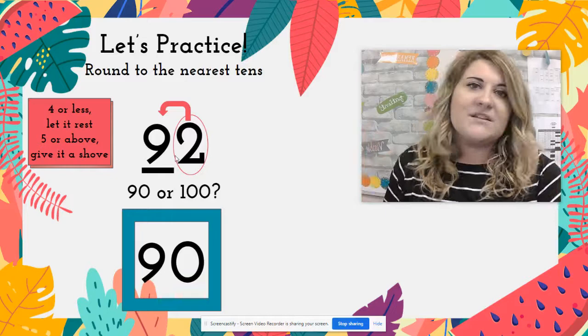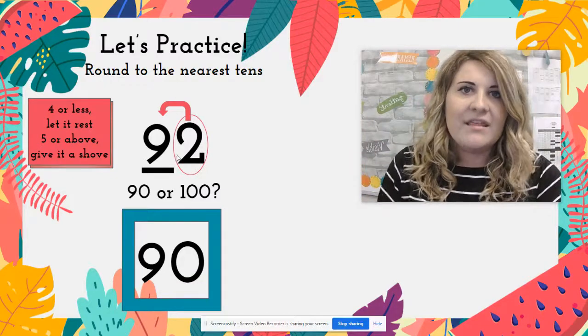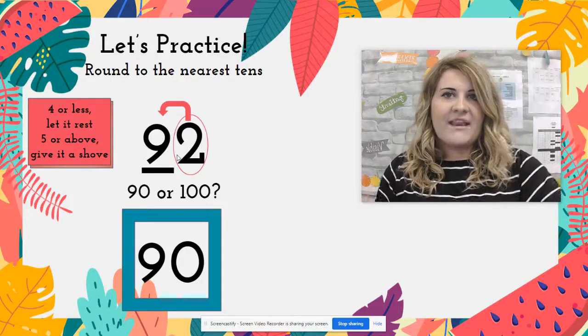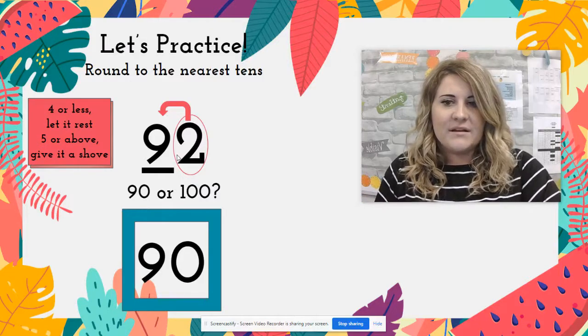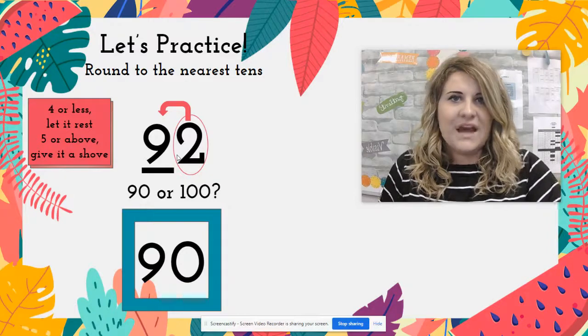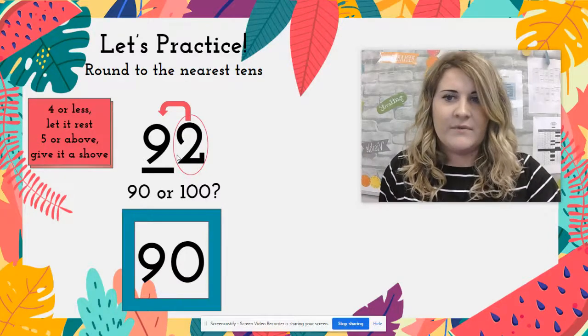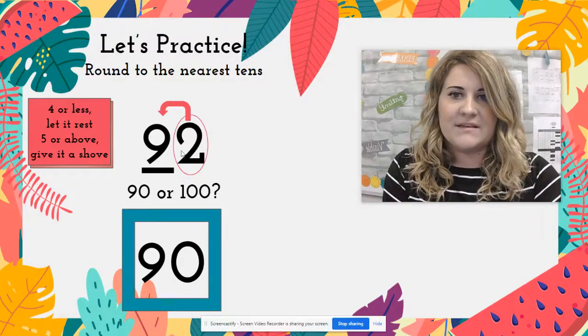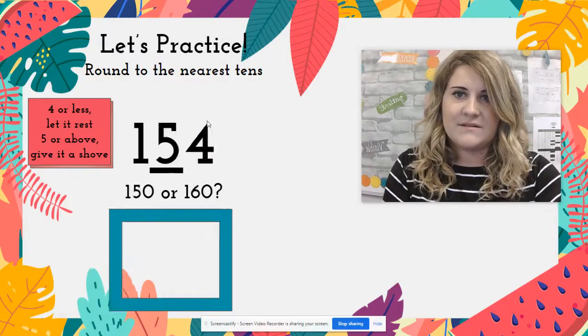But we see here that 92 is closer to 90 than to 100. If I said, hey, I've got $92 in my bank account, I'm not going to say, oh, yeah, I have almost $100. No, it's closer to 90. I've got almost $90 because that's what it's closer to. Okay, so we rounded down on this one because this is 4 or less. We let the 9 rest.